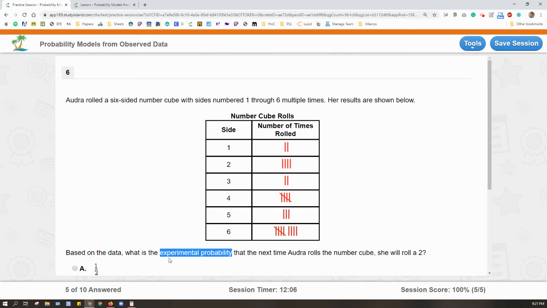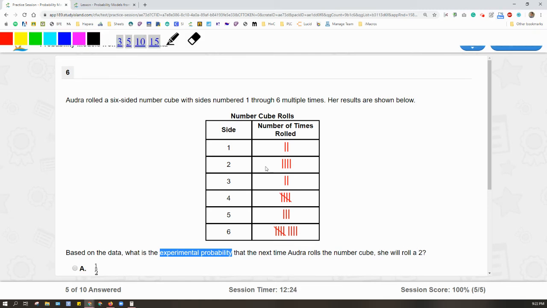If we're going to find the experimental probability, we have to look at the results of the experiment, find how many times the number we're looking for came up, and divide that by how many times we did the experiment. So what do we want to know in this one? The experimental probability that the next time Audra rolls the number cube, she will roll a 2. So how many times did she get 2? In the times that she rolled the number cube, she got a 2 4 times. There's 4 right there. Well, how many times did she do the experiment total?